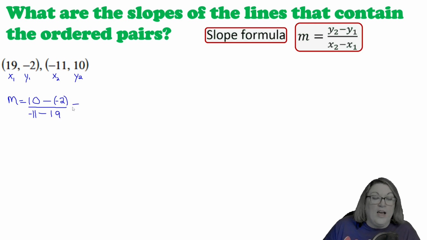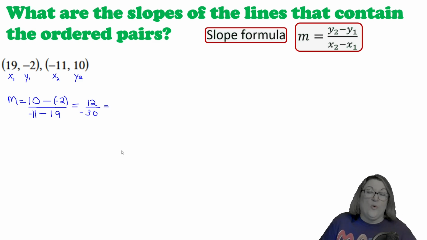If we plug that into our Desmos calculators, 10 minus -2 is actually 12. And then -11 minus 19 is actually -30. If you want to check yourself with the Desmos calculator, feel free to do that. So now that you've done the calculations, now we just need to simplify.